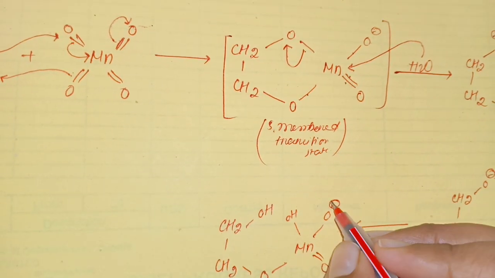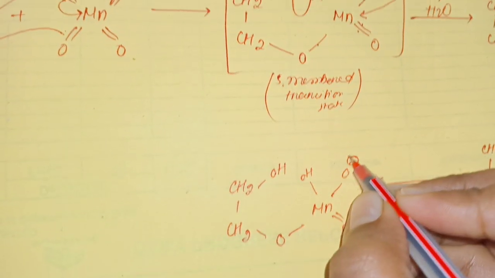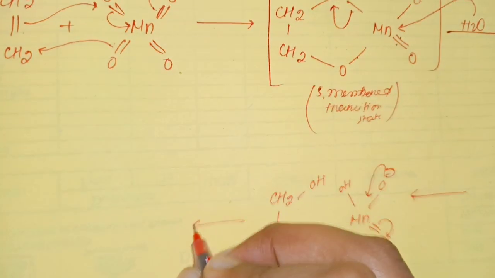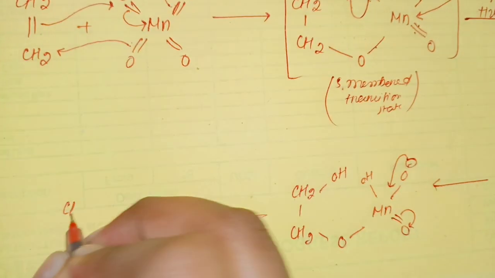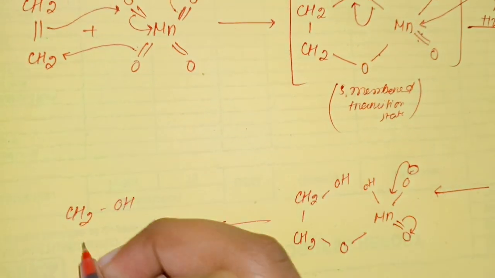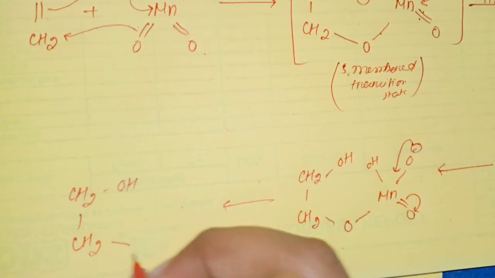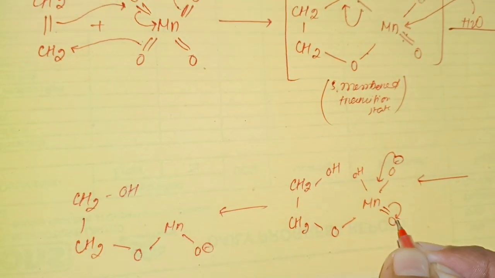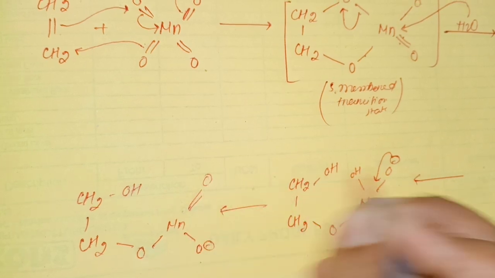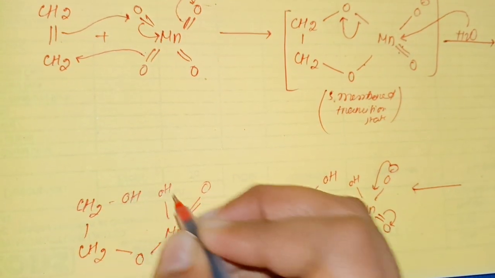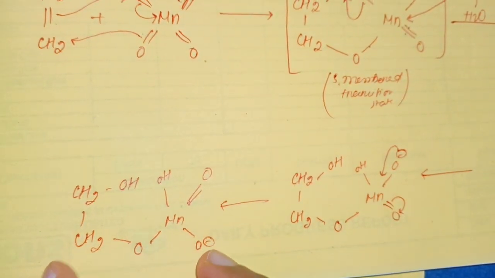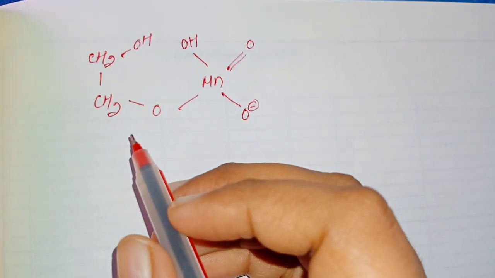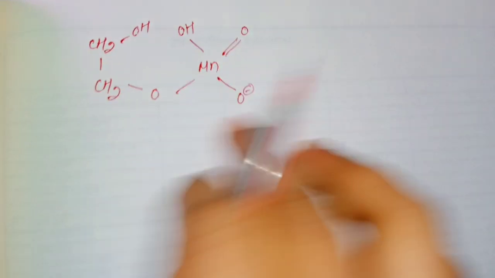So what happens here is the negative sign will come here and this double bond will go here. So what we will get is CH2 bond OH, bond CH2 bond O bond manganese bond O negative, with double bond O and bond OH. We will continue this in the next page. We got this reaction on the previous page, so here again we come to the next page.